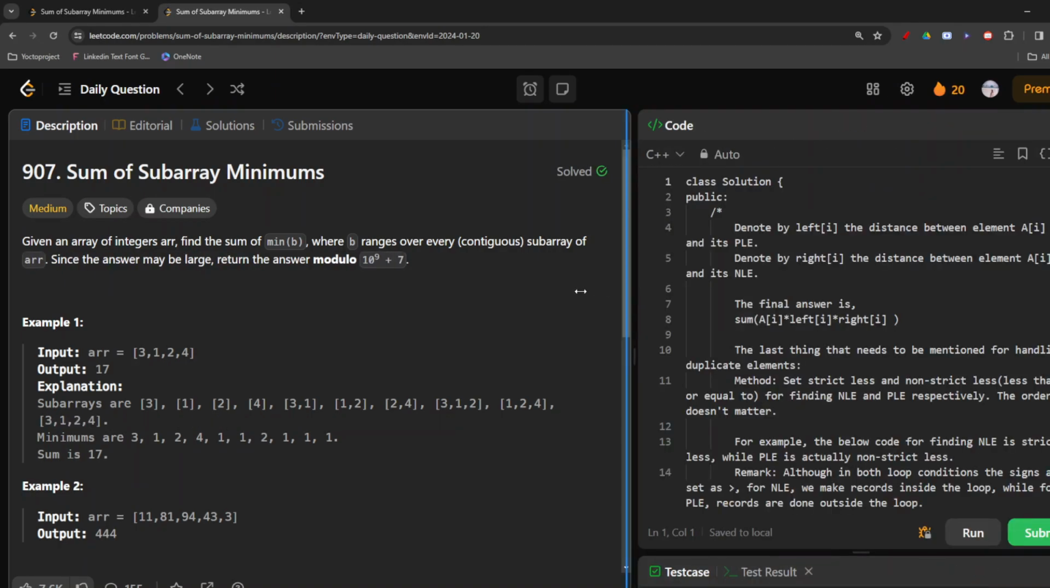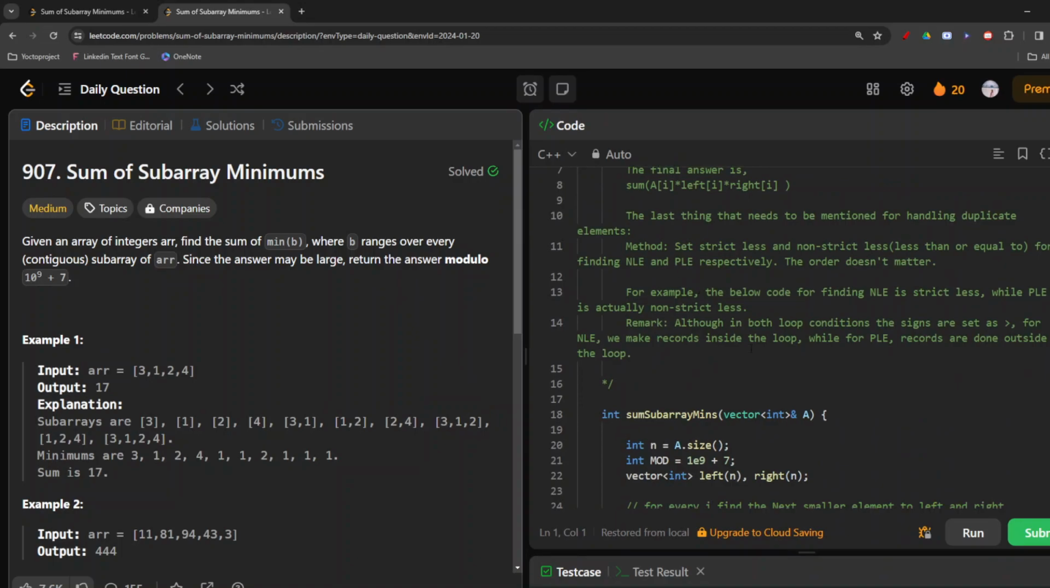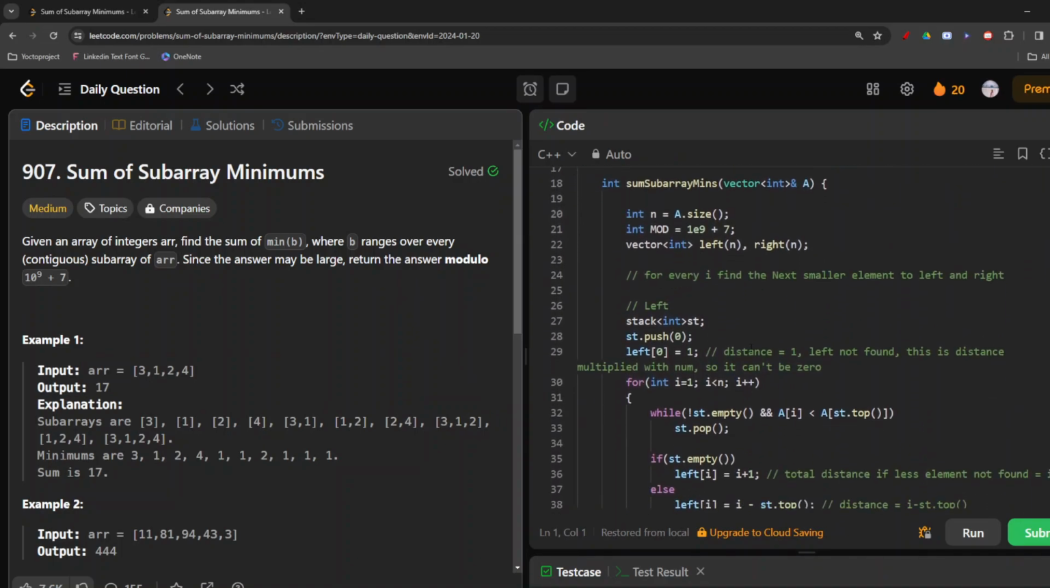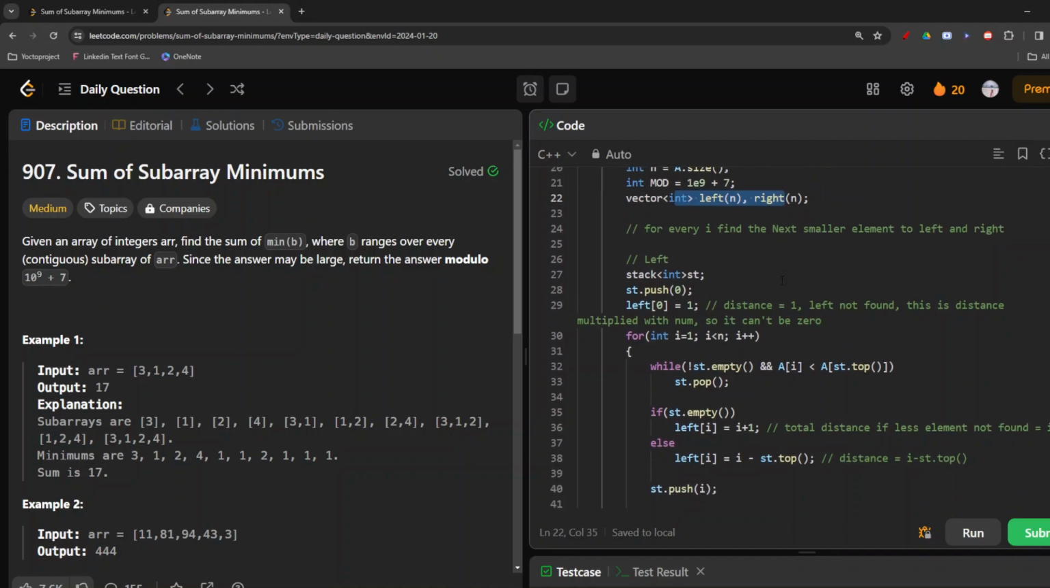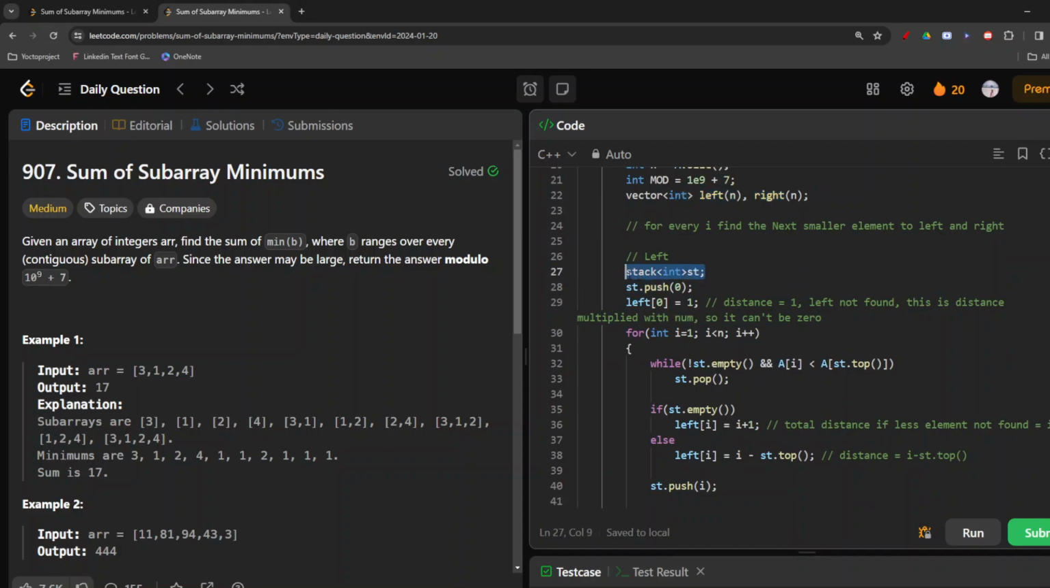So here's my coding part. This is just for my reference. In the question it was mentioned that we are required to do modulo. So here I've taken the size, then the modulo, and the left and right vectors which we are maintaining for all the distances. Out of that we will be able to get the number of subarrays in which that particular element is the smallest. Now, as I told you, we will be using a stack.